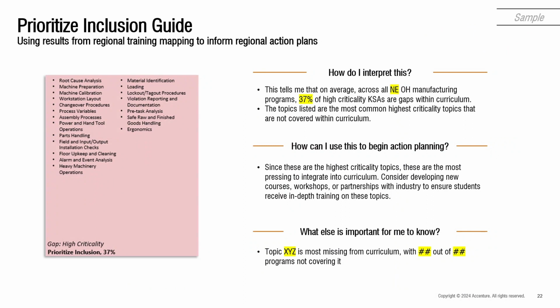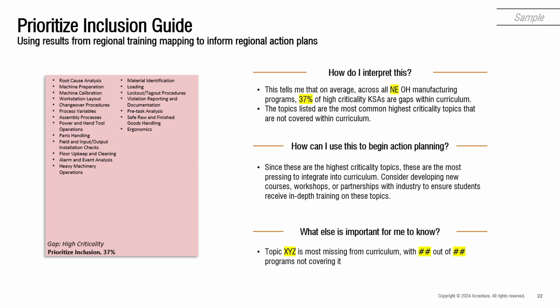The second type of summary output slide is a slide that breaks down the grid component by component, by recommended action. So for example, this is a prioritize inclusion guide. So you'll see on the left-hand side, we have the grid copy and pasted from our summary grid shown on the last slide, with all of the relevant topics within the grid as well. And on the right-hand side, just giving some information on how to break down and interpret this data.